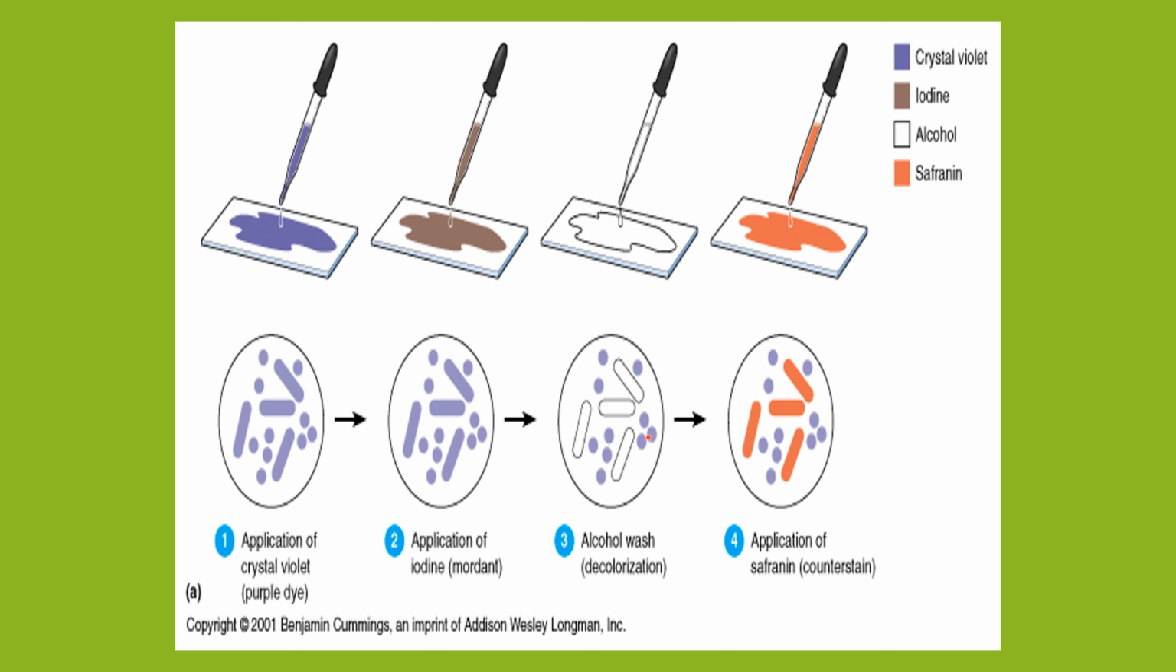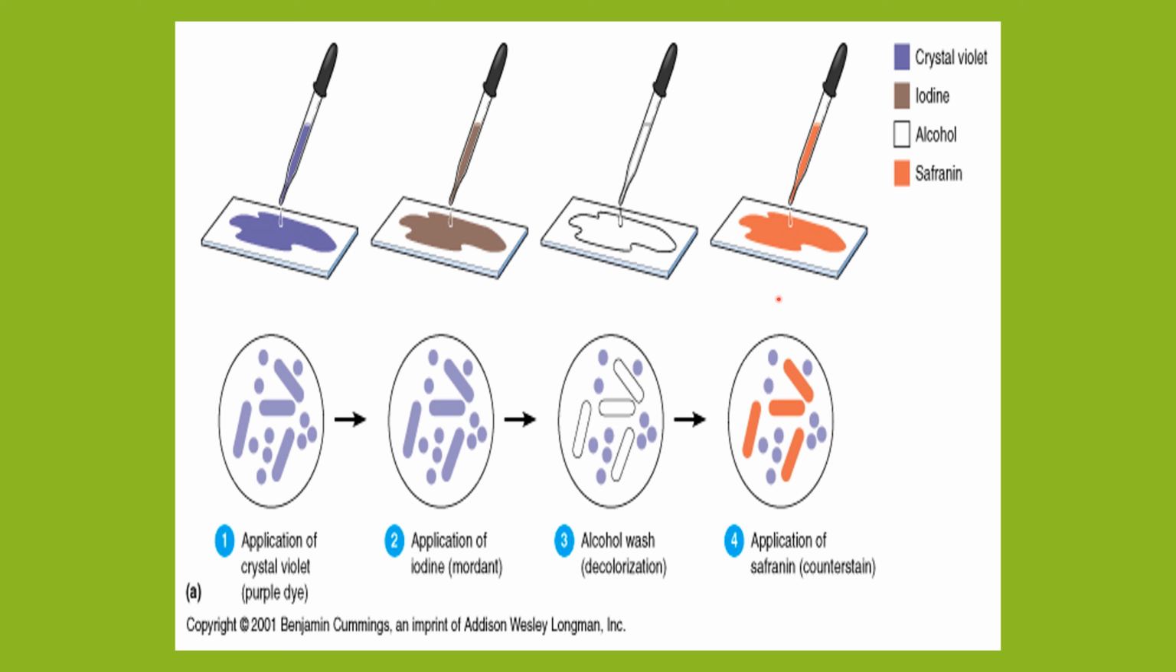So what is the color? The color will be the crystal violet color itself. So a purple color appearance you can observe. But the rest of the Gram negative bacteria will become colorless. Then after that I have added safranin into it. So safranin is a secondary stain.